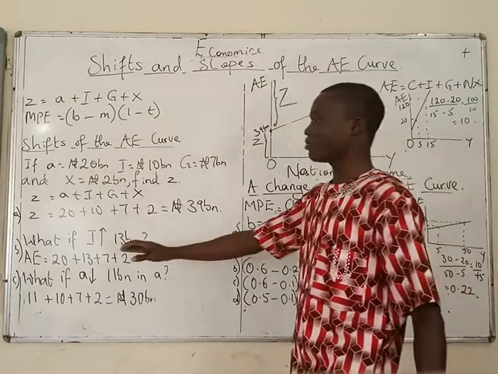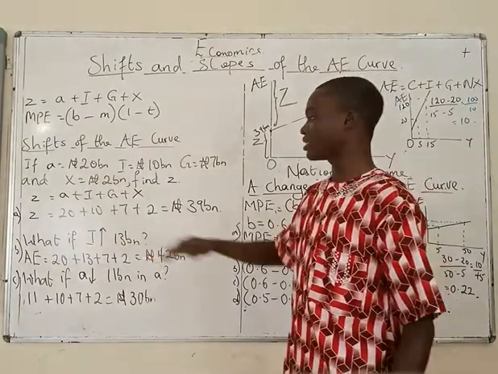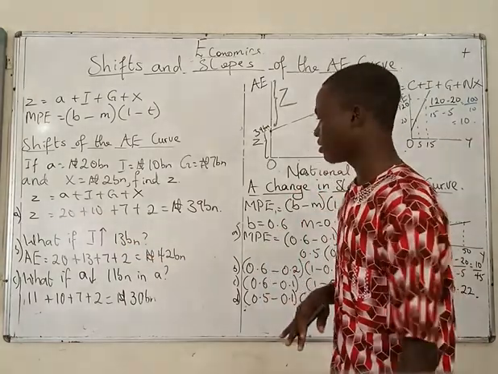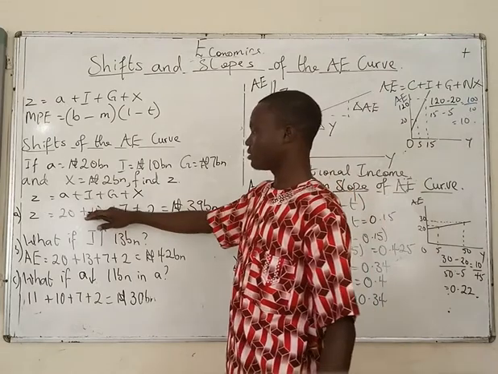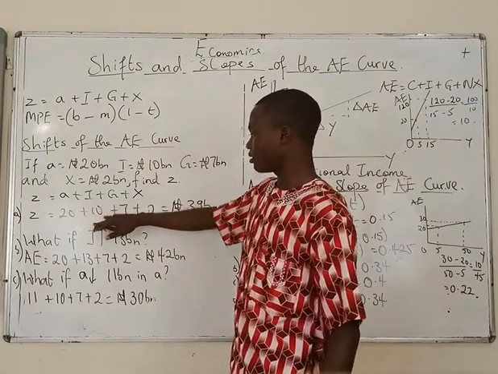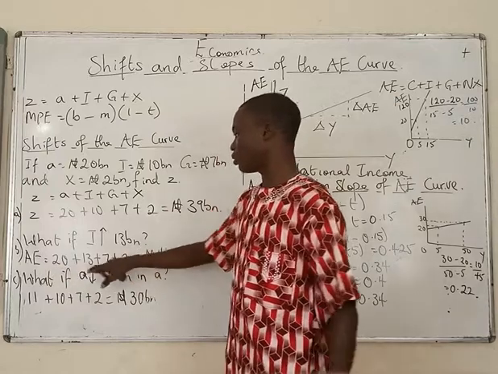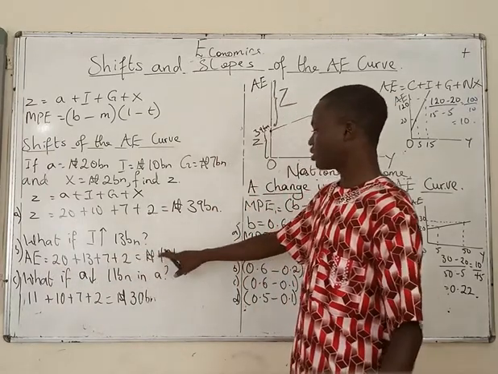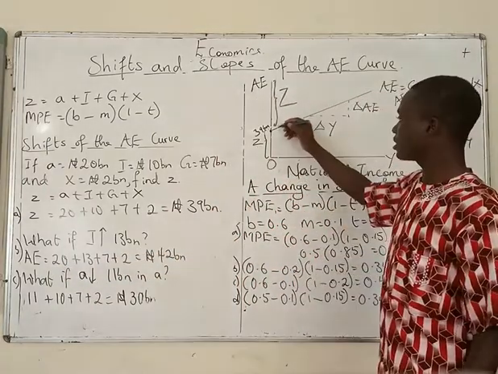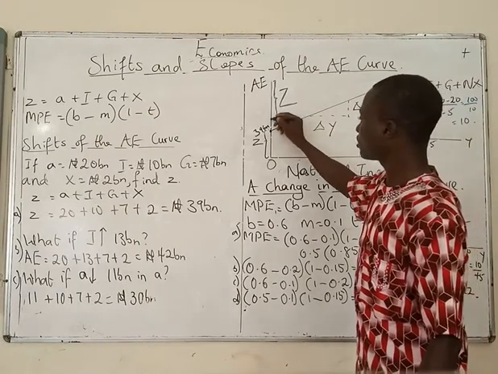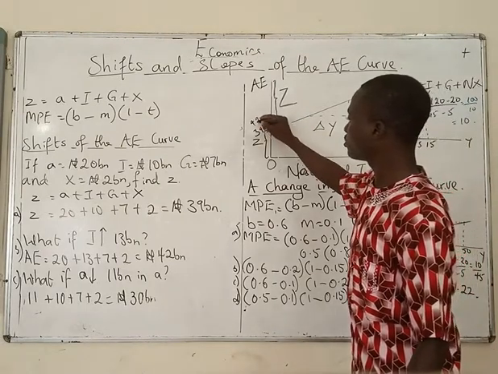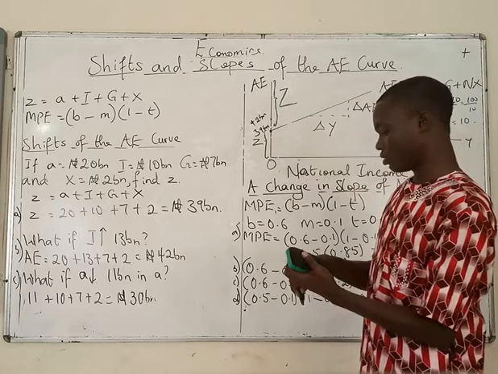Now, what if the investment increases to 13 billion naira? That's gross private domestic investment. Recall that here it is 13, here it is 10. So now what if it increases to 13? We now have 20 plus 13 plus 7 plus 2, and that gives us 42 billion naira. So that means we are no longer here, we are now somewhere around here, 42 billion naira. So the new line.